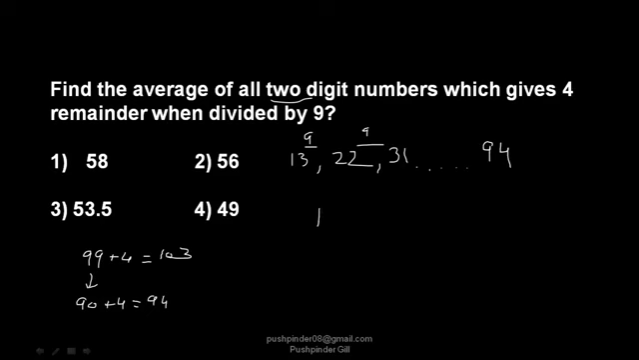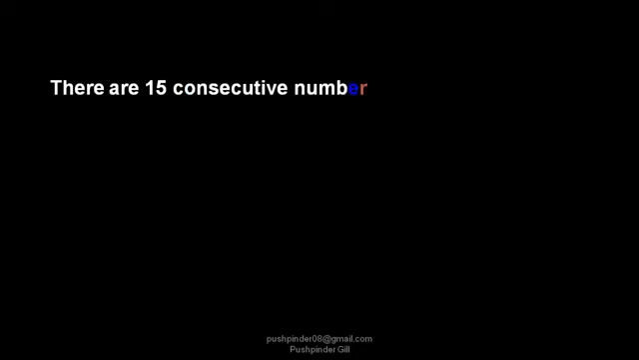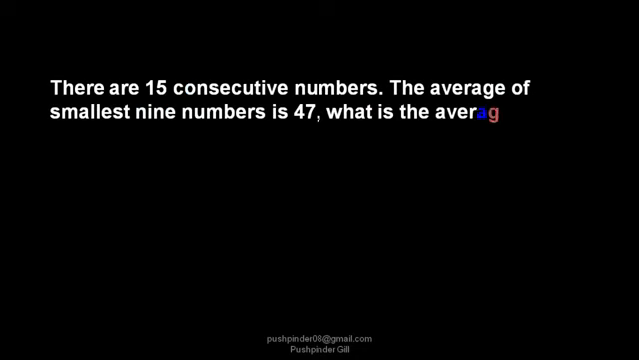So your number comes down to 13 plus 94 divided by 2. That would be nothing but 107 divided by 2, which would be 53.5. Cool, isn't it? So start applying this whenever you want to calculate the average of numbers which are in arithmetic progression. And alright, let's see this question, guys.